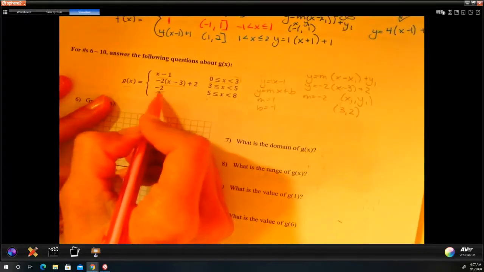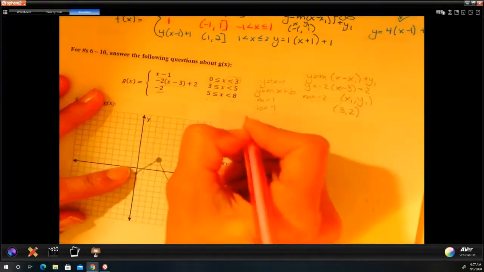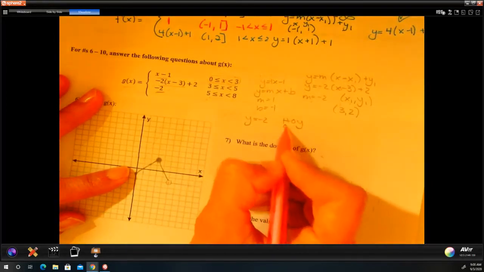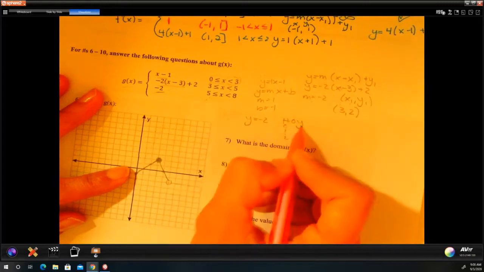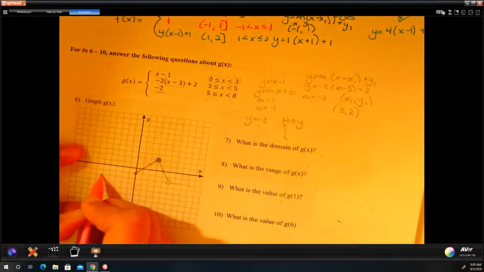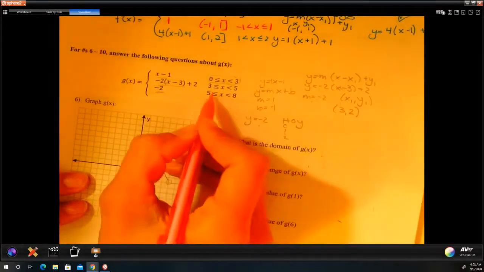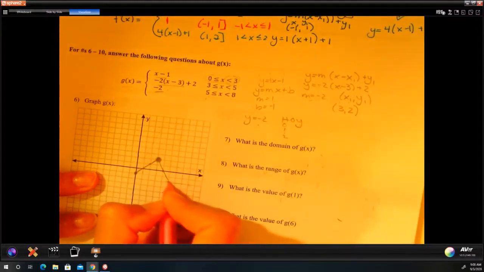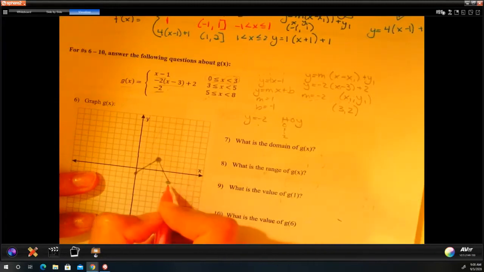Okay, last piece is just g of x or y equals negative 2. So horizontal line through y equals negative 2. So negative 2 is here. It's this line, and I want to include 5. So it actually picks up where this one left off. That's now solid. And I want to go all the way to 8.